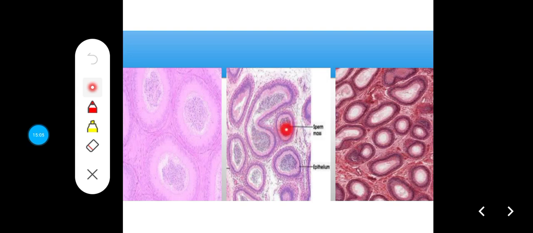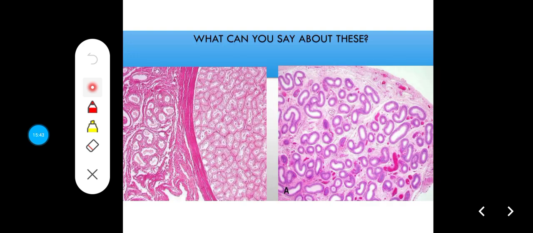Within the lumen. See this one too, this one too. See the clear-cut lumen. That's a very striking thing about the epididymis. So these are connective tissue that holds everything together. So that's it for the epididymis.